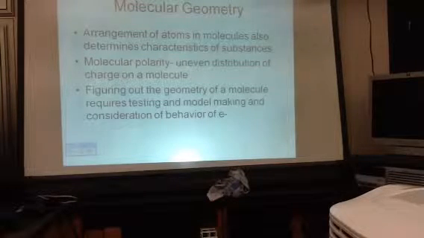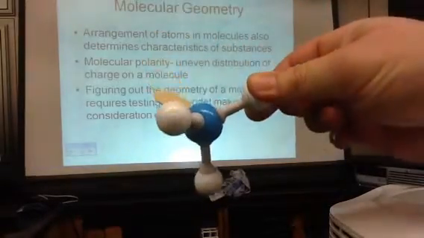So when we've got something, either that's got unshared pairs, such as this, or has got a real serious difference in electronegativity, hydrogen to nitrogen, fairly significant, you're going to end up with an area of charge on the molecule. That's molecular polarity.